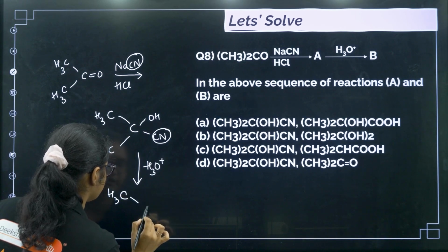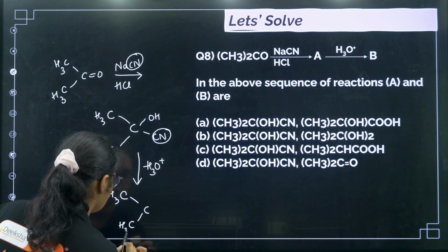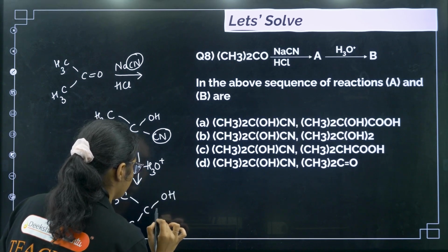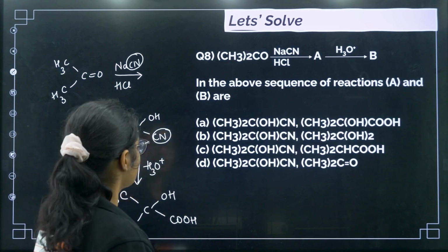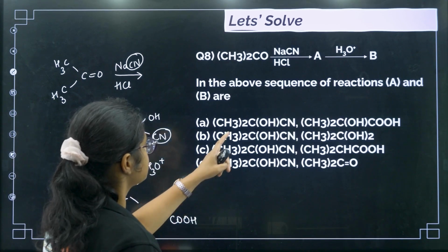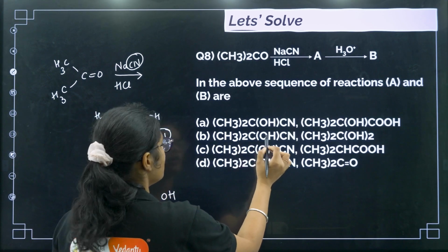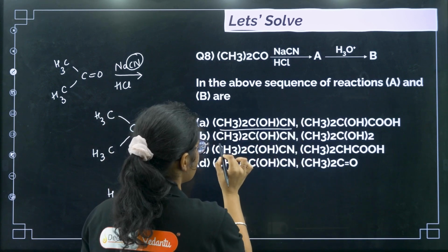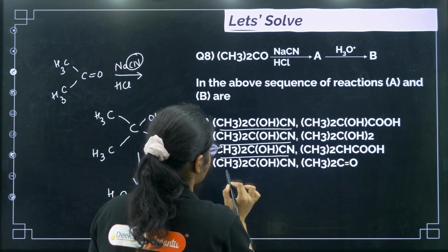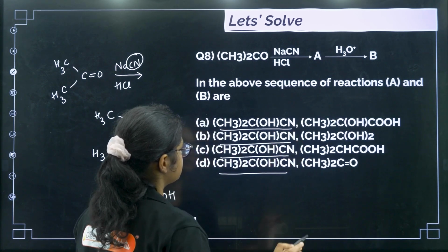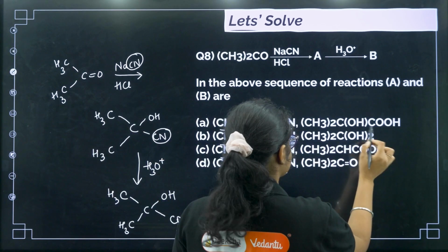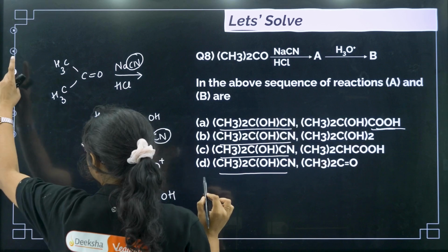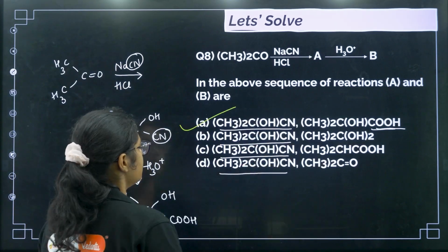So I have CH3, CH3, and then we have OH, and then we have COOH. Right. So the correct answer here, the first one will be CH3 COH CN. Right. This part is correct. This is also correct, this is also correct, and this is also correct. So the first one is all correct. Now here we will get CH3 CH(OH)COOH. So the correct answer for this question will be option A.